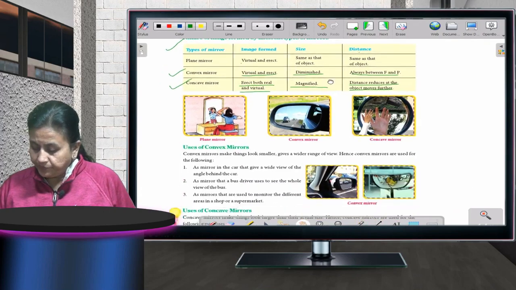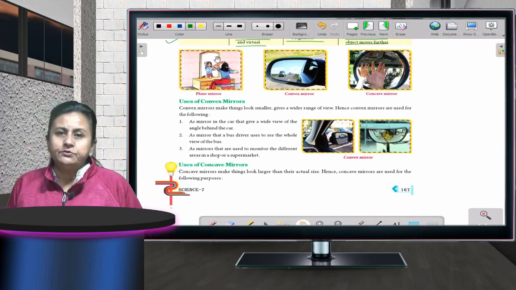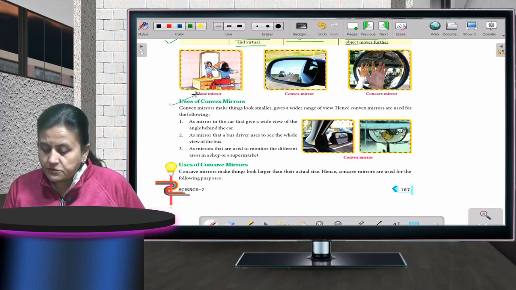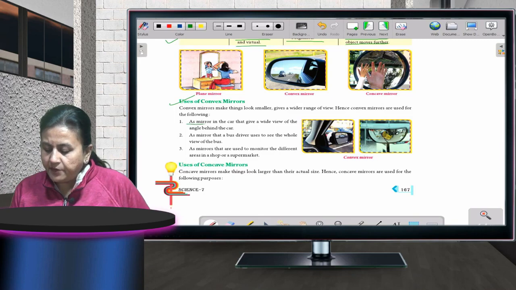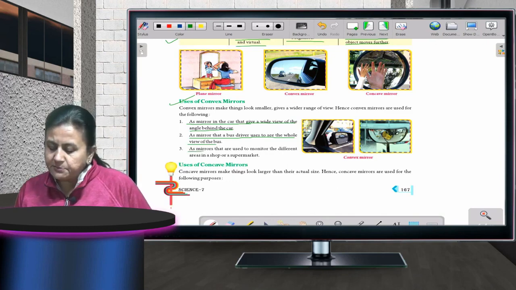Now, uses of convex mirror. Where are we using convex mirror? Uses of convex mirror: as a mirror in the car that gives a wide view of the angle behind the car, as a mirror that a bus driver uses to see the whole view of the bus, then as mirrors that are used to monitor different areas in a shop or a supermarket.